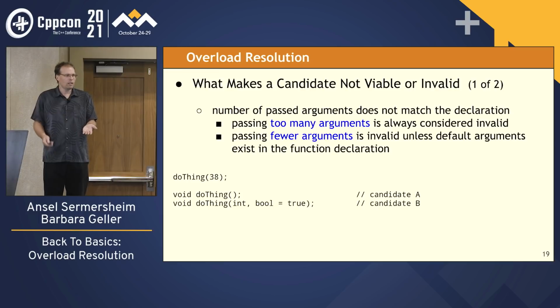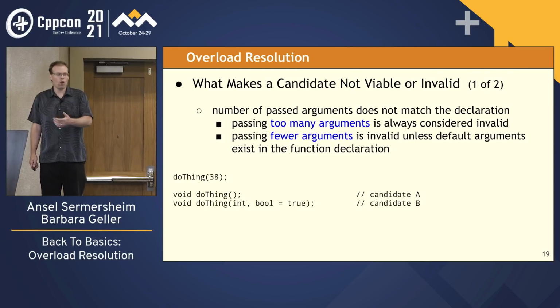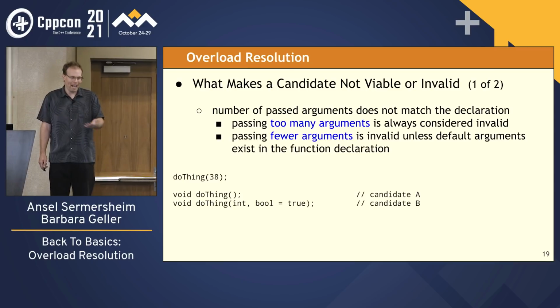So you can see on this example, we're calling doThing and we're passing 38. Candidate A is not viable because we're passing too many arguments for candidate A. But candidate B is viable because we're passing too few arguments, but the excess arguments are defaulted in the declaration. So in this case, candidate B will be chosen, as you would expect.